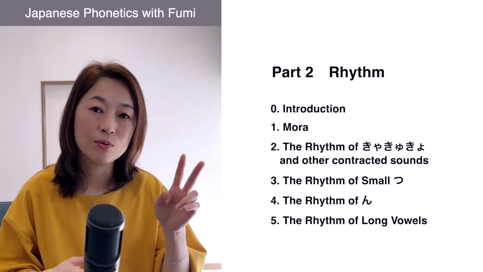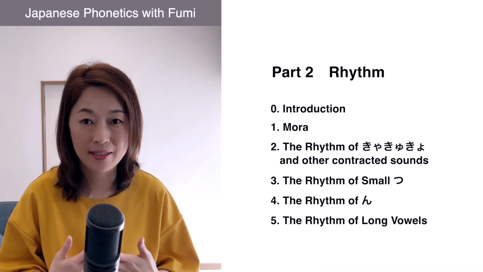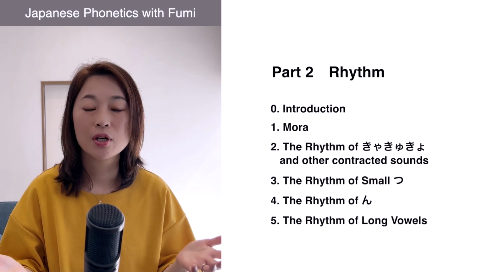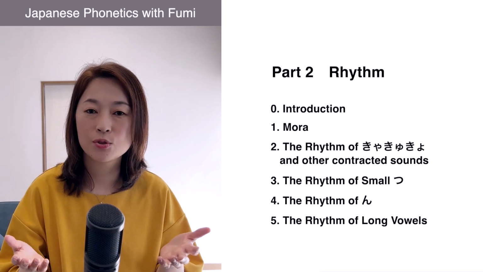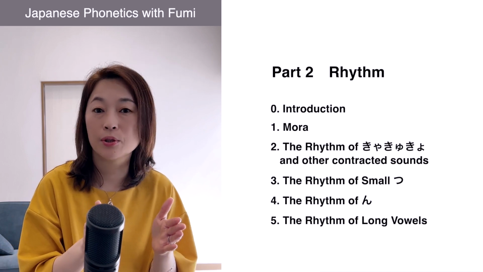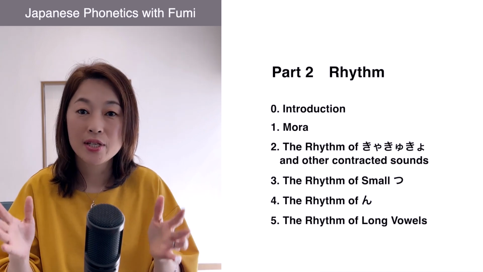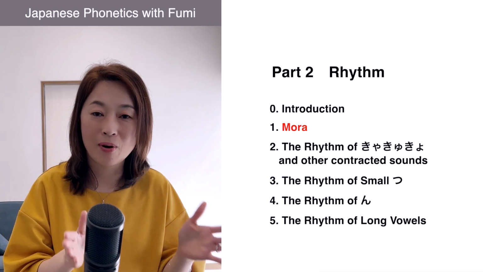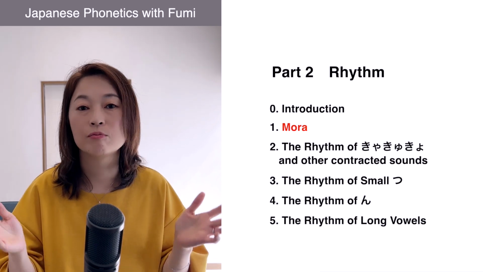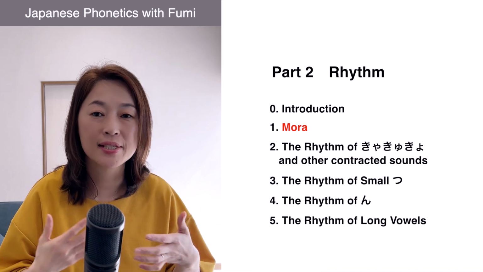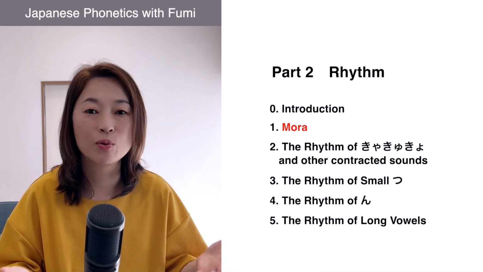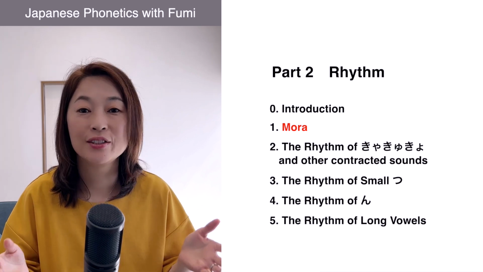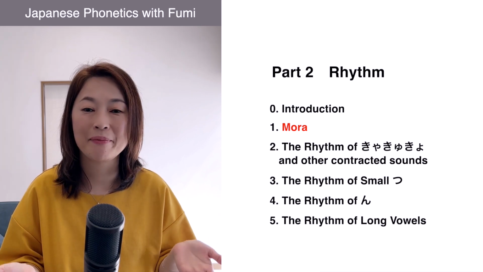Then in part 2, we'll learn the rhythms of Japanese. When it comes to English, you use syllables to divide a word into smaller units. On the other hand, Japanese has not only syllables, but also mora. Mora plays an important role. If you acquire a sense for mora, your Japanese will definitely sound more natural. You'll learn about mora using Japanese haiku.